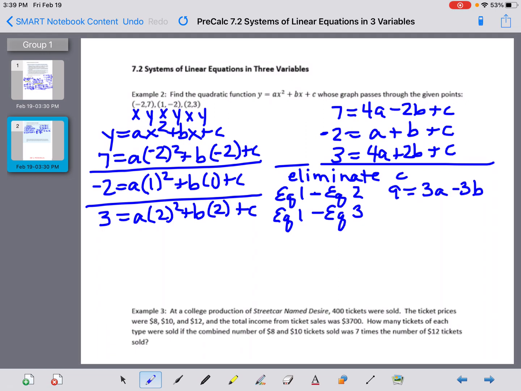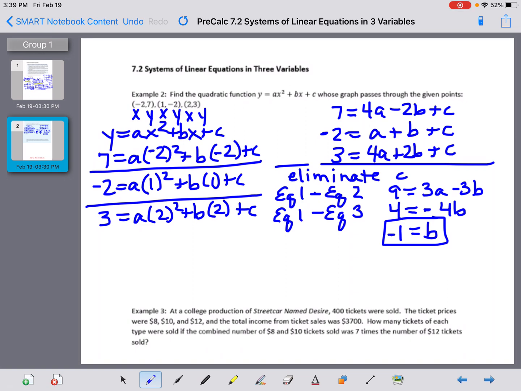Okay, so I'm going to do 7 minus 3 is 4. 4a minus 4a, interesting, it disappears. Negative 2b minus 2b is negative 4b. And c minus c cancels. Okay. I actually got a free b this time around. Because I got rid of 2 variables on that bottom equation, I can solve for b right now, and I can divide by negative 4, and b equals negative 1. So I kind of lucked out, and it helped me that I was already done with that, okay?